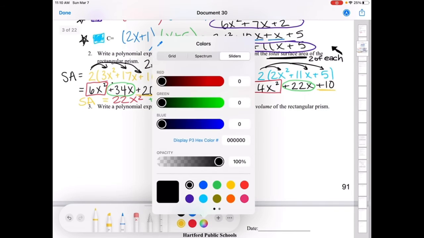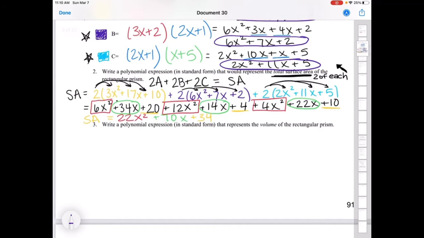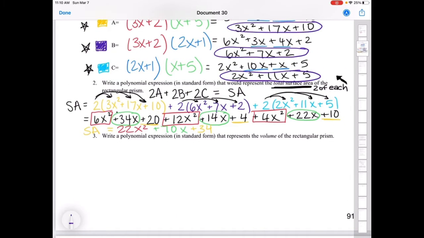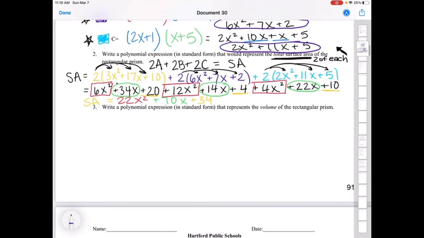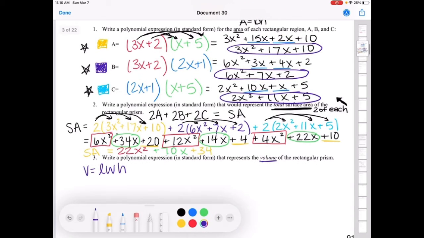So we're going to be doing a different equation because we know that we were dealing with area, which is base times height. Then we were dealing with surface area, which is adding up all the areas of the surfaces, all 6 surfaces. Now we want the volume, which is length times width times height. We have our length, width, and height, so we can just multiply all of them together.